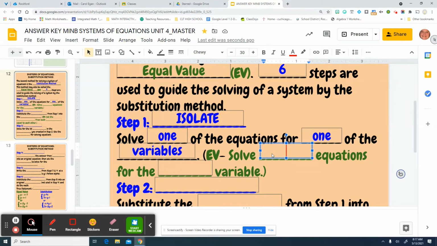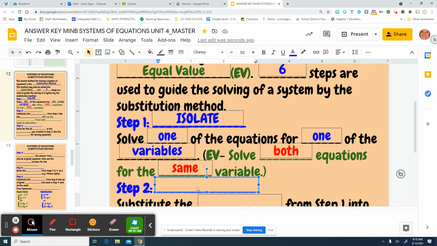In the equal value method, so this is kind of like a subset of substitution, we solve both equations for the same variable. So in regular substitution, we're going to look at the equations and we're going to take one of the equations and solve it for one of the variables, isolate one of the variables. In equal value, in both equations, we're going to isolate the same variable.